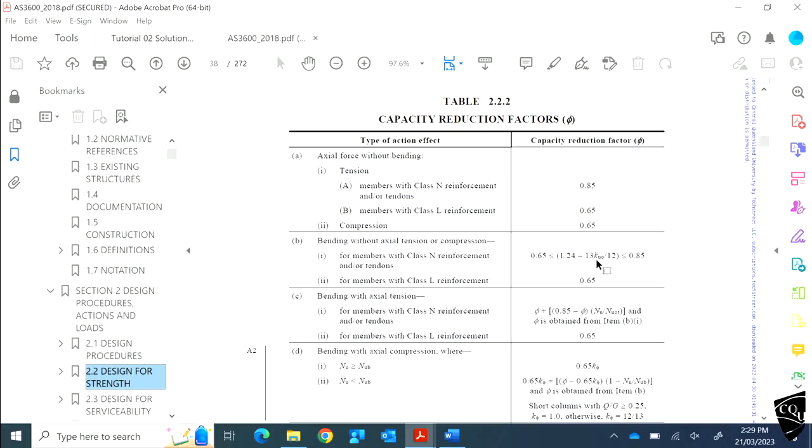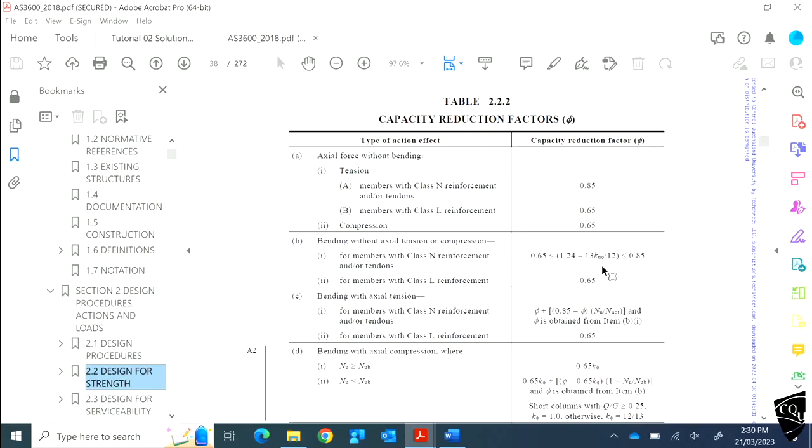So your ku value in this case is 0.31, yeah. So if you substitute the ku in that equation as 0.31, 1.24 minus 13 times 0.31 divided by 12, you will get a number larger than 0.85. So in that case, the phi is equal to 0.85. Okay, so it cannot exceed 0.85 and also it cannot go below 0.65. It should be within that.